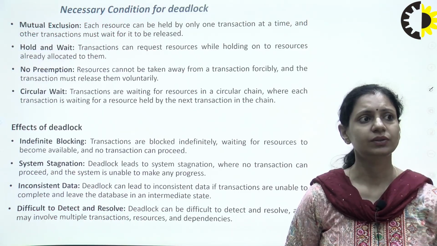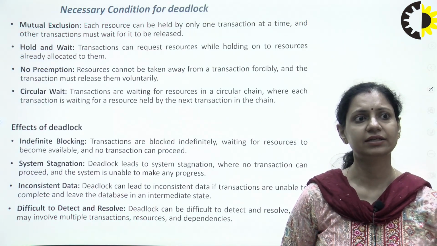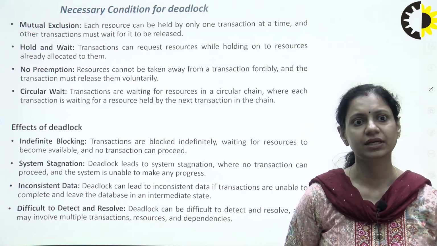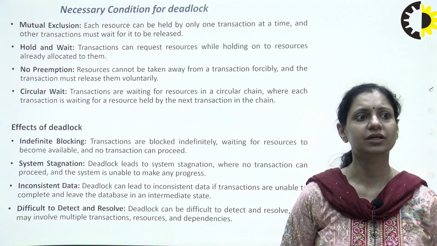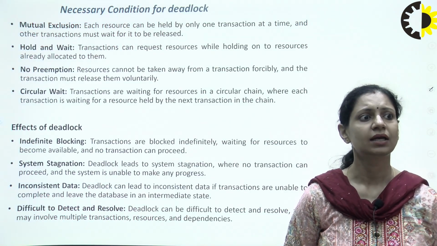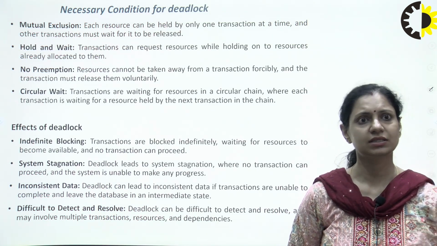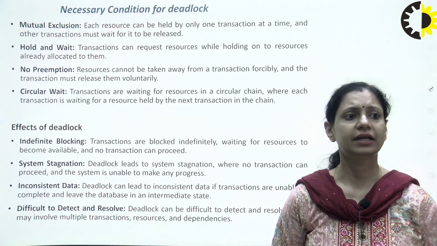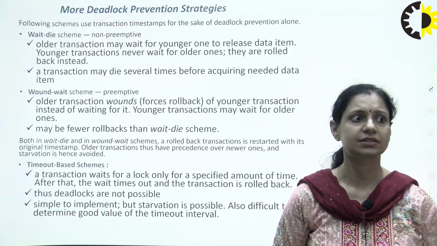This leads to the deadlock, that is indefinite blocking, because if there is a circular wait, the transactions are blocked indefinitely. There is a problem of starvation and no transaction will execute. There is a problem of system stagnation because it leads to stagnancy in the system where no transaction is executing. Inconsistent data because some of the transactions might have executed, some might not have. And it is very difficult to detect the deadlock and to resolve it. So in that case, we need to roll back all those transactions.